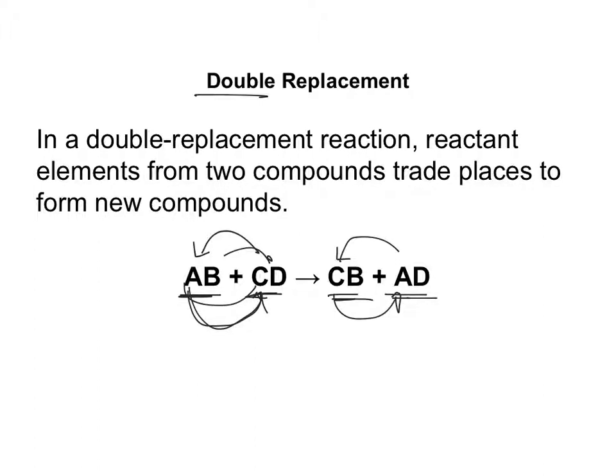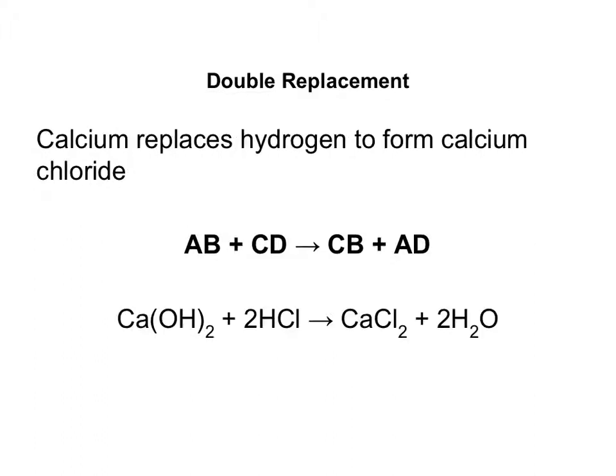Because normally we're talking about ionic compounds here, and if you try to put the A and the C together, those are both metals and they won't bond because they're both positive ions. So whichever way you want to do it, you can have the A and the C trade places, or you could have the B and the D trade places, but you can't put the A and the C together in this scenario. So I'll show you what I mean on the next slide in the example.